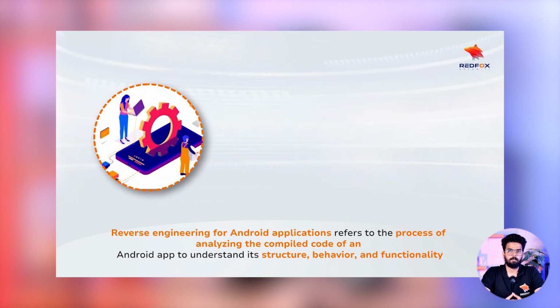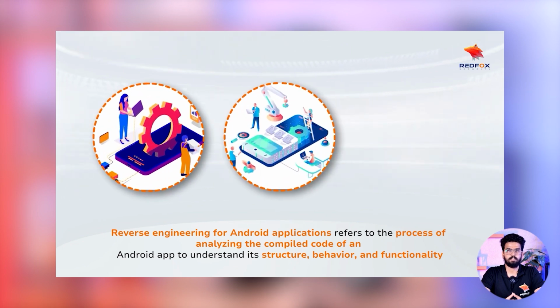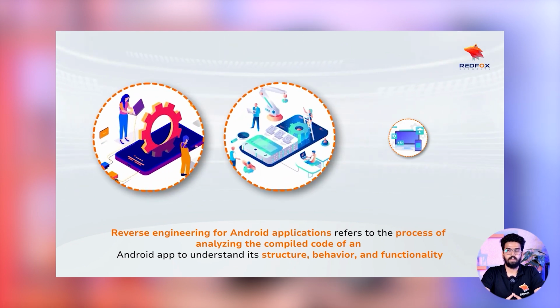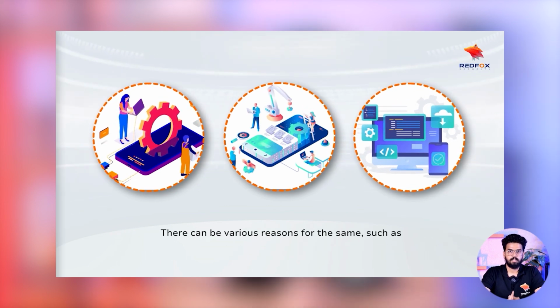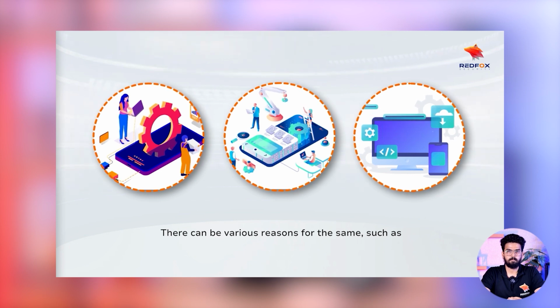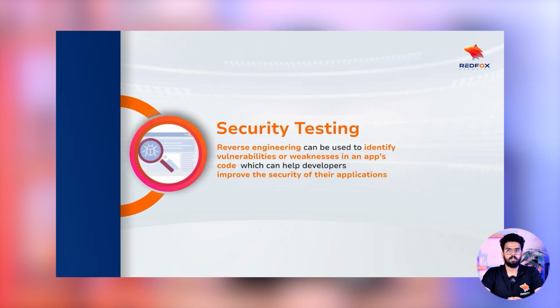Now let's understand reverse engineering for Android applications. Reverse engineering for Android applications refers to the process of analyzing the compiled code of an Android app to understand its structure, behavior, and functionality. There can be various reasons for the same, such as security testing. Reverse engineering can be used to identify vulnerabilities or weaknesses in an app's code, which can help developers improve the security of their application.